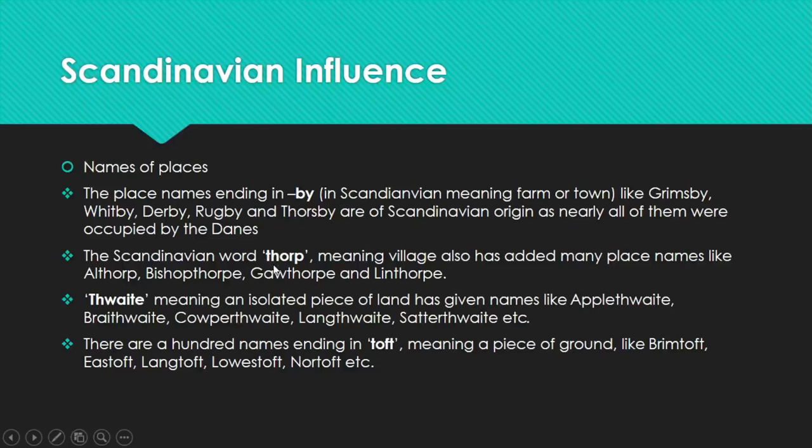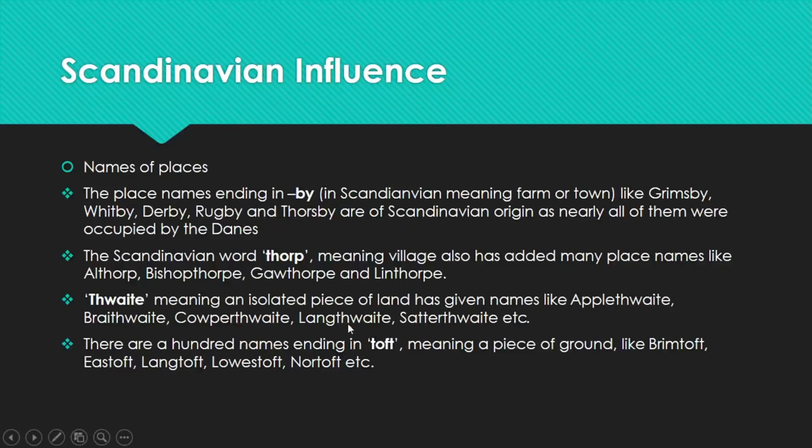Then let's look at the Scandinavian word Thorp. Thorp means village. And we have many place names in Britain like Althorp, Bishopthorp, Gothorp, Linthorp, etc. Gramam ennulloru arthamaanu village. Then we have this word Thwaite. Thwaite means an isolated piece of land. And then we have place names like Applethwaite, Braithwaite, Cooperthwaite, Langthwaite, Satterthwaite, etc.